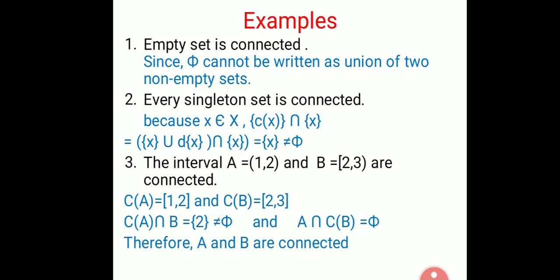Now the next example is that every singleton set is a connected set. As x belongs to X, the closure of {x} ∩ {x}, and as closure of {x} can be expressed as {x} ∪ derived set of {x}, intersected with {x}. As we can see that singleton {x} is common in this, so as the answer is singleton {x}, which is not equal to φ, and hence we can say that every singleton set is a connected set.